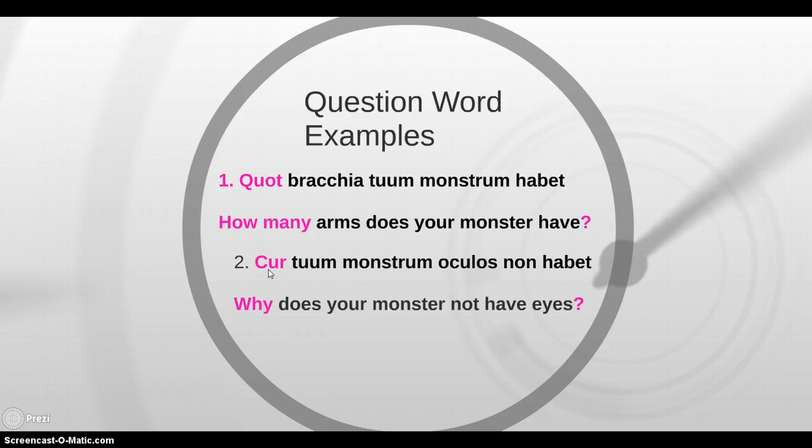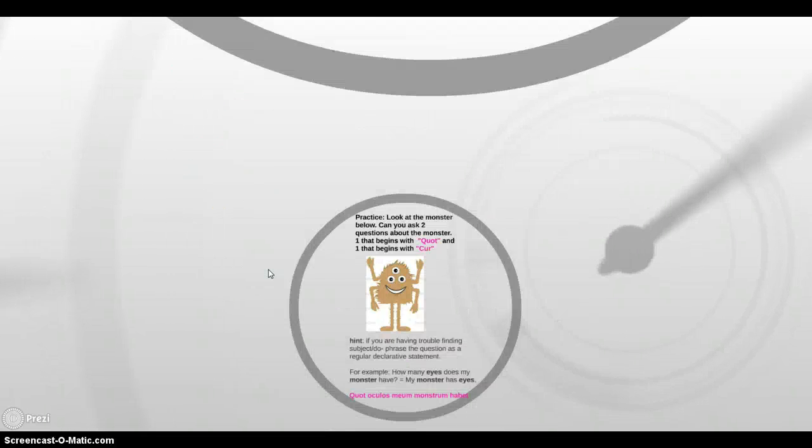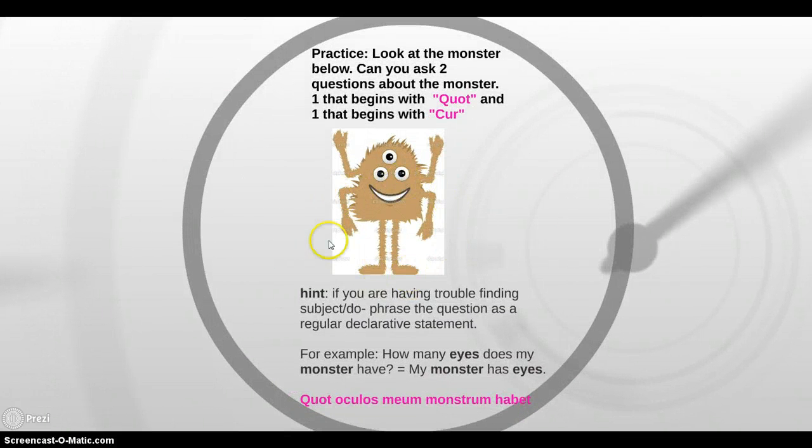Okay, blue. Pencils ready? Look at this monster. You are going to ask two questions about the monster. One question is going to begin with quote, and one question begins with cur. You can ask any question you want as long as one begins with quote and one begins with cur. If you are having a little bit of trouble figuring out how to format your question, read this. But beware, you cannot use my question as your question.